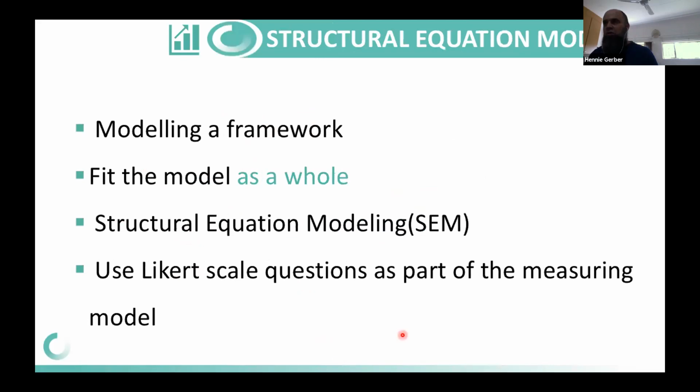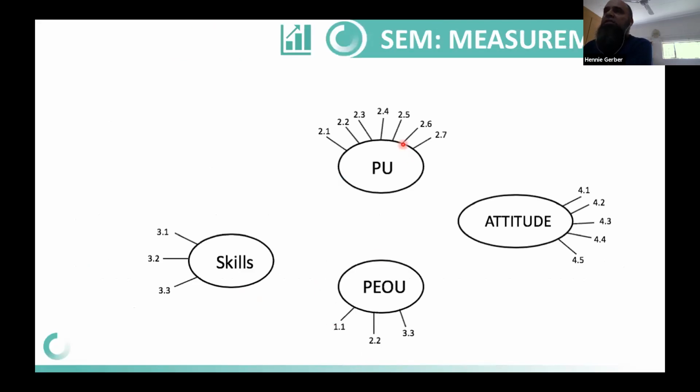Let us look at a research example. If you want to model a whole framework, then you can use structure equation modeling, like in this case. The Likert scale statements are put into this analysis and it's part of the measurement part of the model. So you don't calculate the composite scores yourself. Now, if you look at the structure equation model quickly, this is the measurement part of the structure equation model. You'll see there's skills with the three Likert scale statements. There's ease of use with the three statements, usefulness with the statements, and attitude.